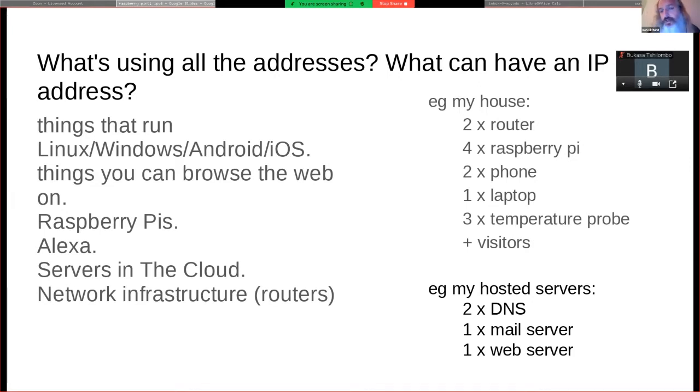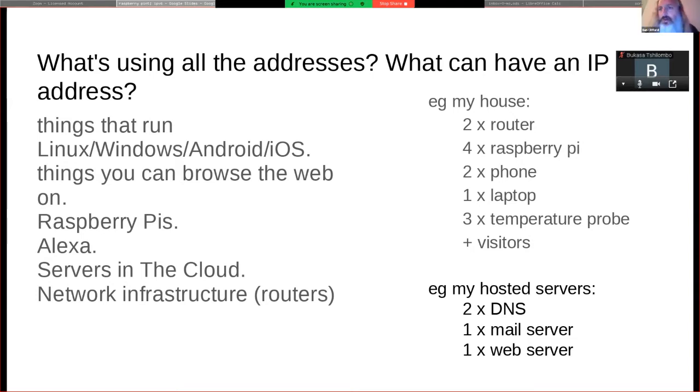So just looking around my house, I can see 2 routers, 4 Raspberry Pis, 2 phones, 1 laptop, 3 temperature probes, network connected temperature probes, and then maybe visitors turn up as well. And then out in the cloud, I've got things providing my own email. So I have my own email server, which has an IP address. I have my own web server, which has an IP address. And I've got some DNS servers, which also have IP addresses.